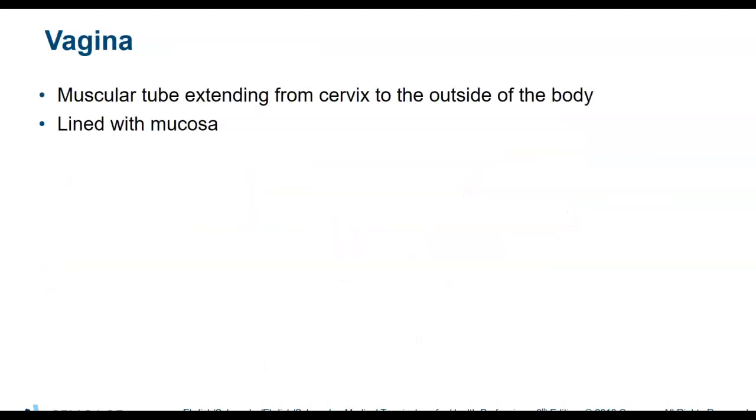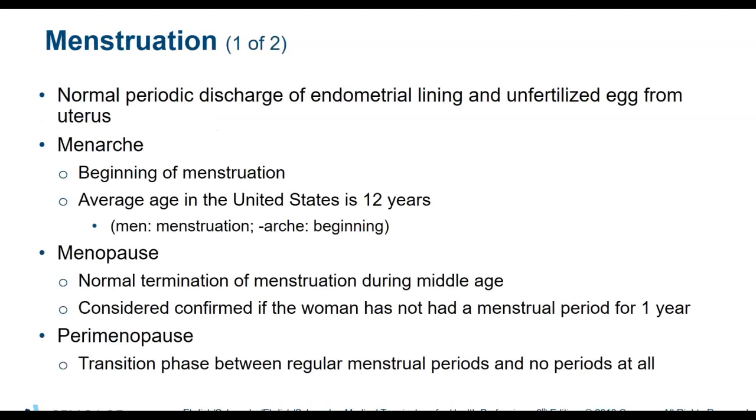Okay. The vagina is a muscular tube from the cervix to the outside of the body. Again, it's lined with mucosal tissues. And when we talk about menstruation, if we have an unfertilized egg, then the lining of the endometrium will slough off, and that's when we get menstruation, usually every 28 days.